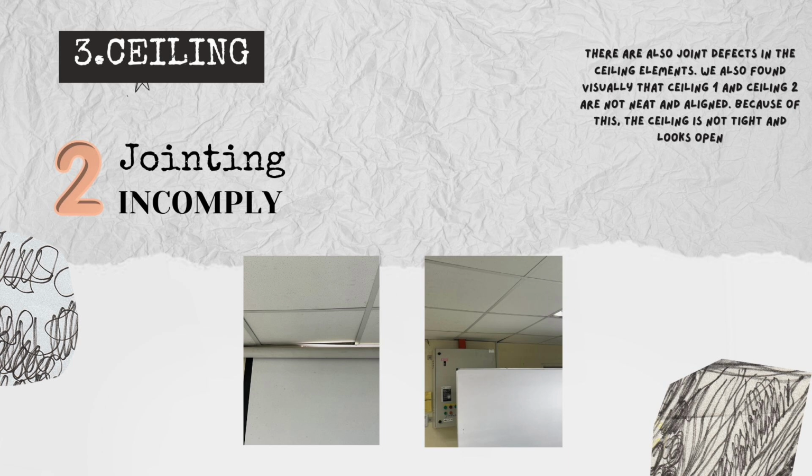There are also joint defects in the ceiling elements. We also found visually that ceiling 1 and ceiling 2 are not neat and aligned. Because of this, the ceiling is not tight and looks open.